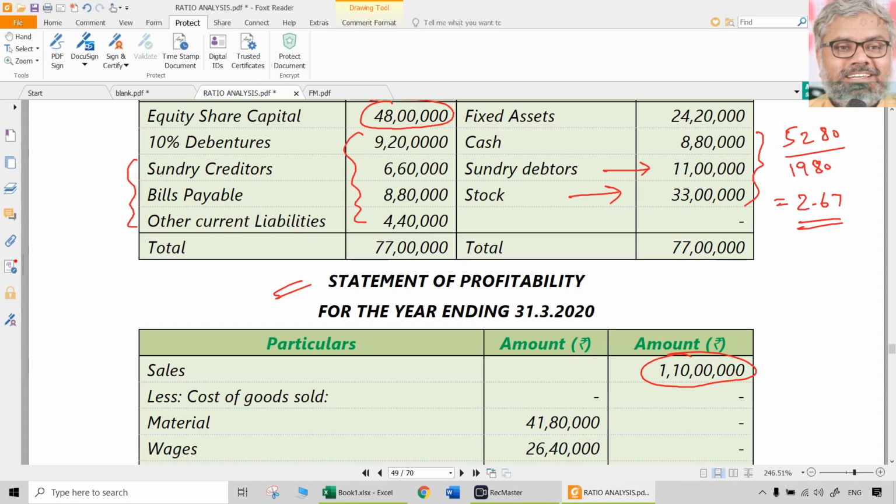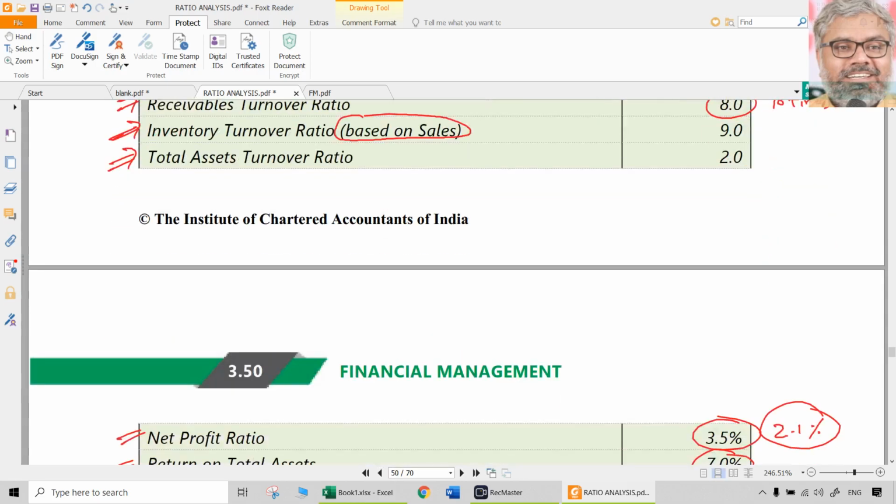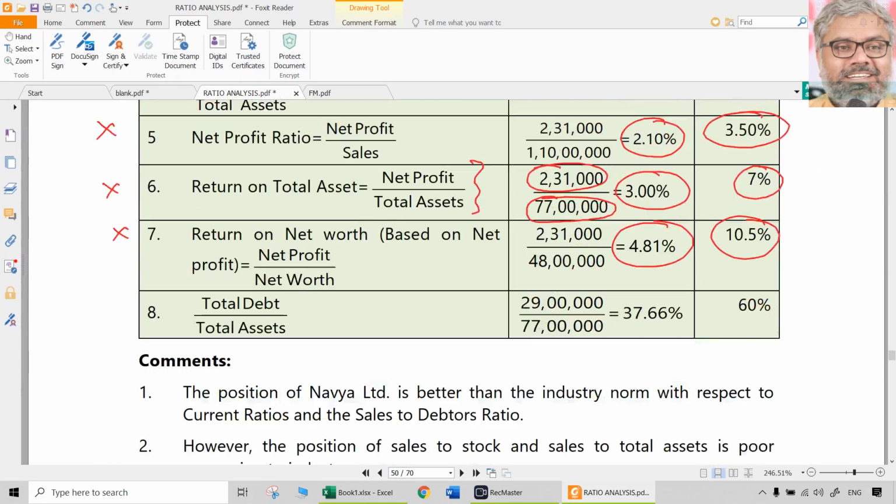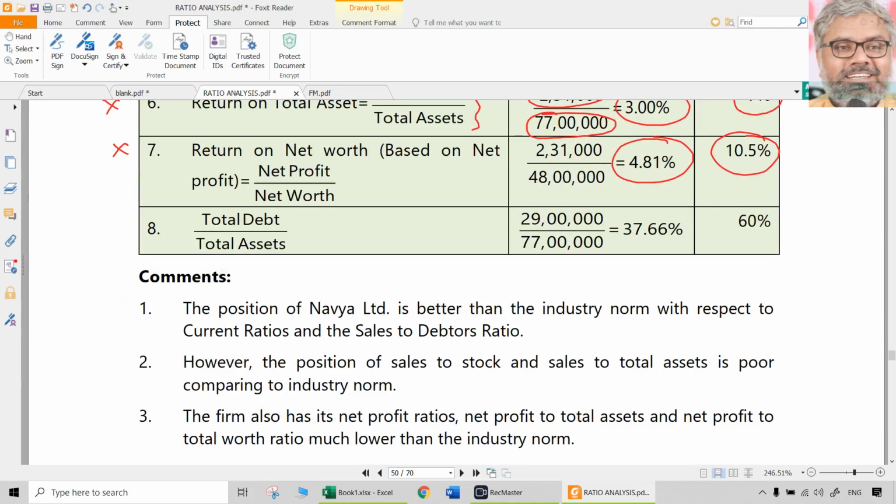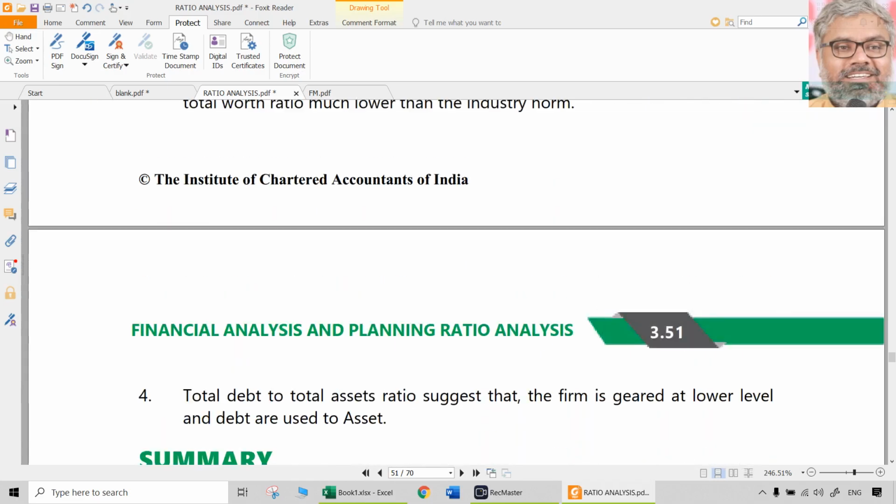Out of total assets, how much is financed by debt? For this company, around 37.66% is financed by debt. For the industry, 60% is financed by debt. This is a reasonably good indicator because the company has lesser debt in its capital structure. Not that having lesser debt is really a good indicator, but still, it is less financially risky. It has a solid equity base. That can be interpreted from this.